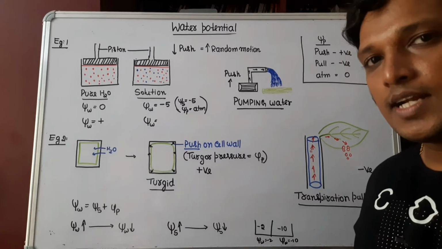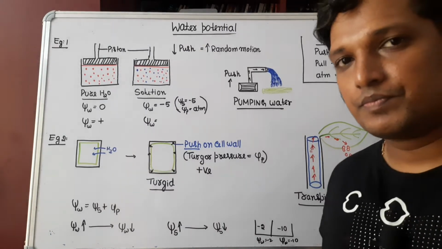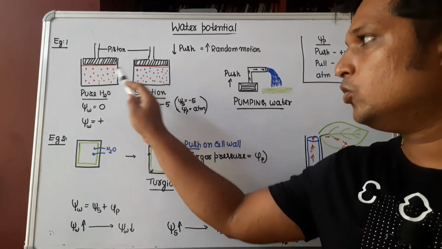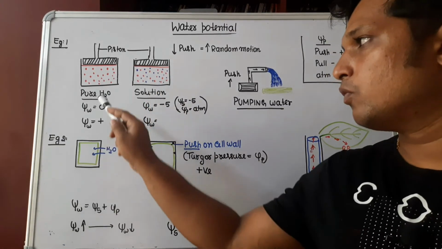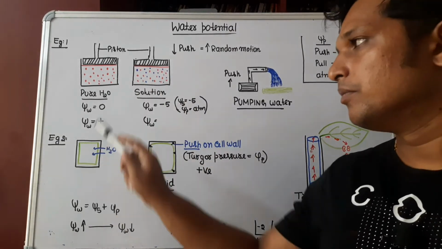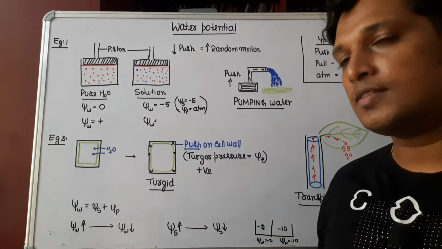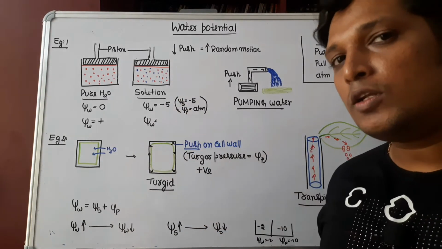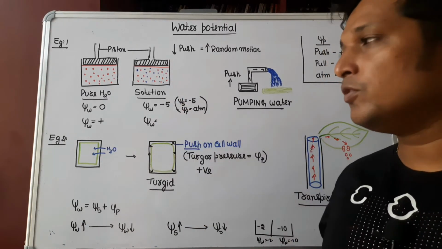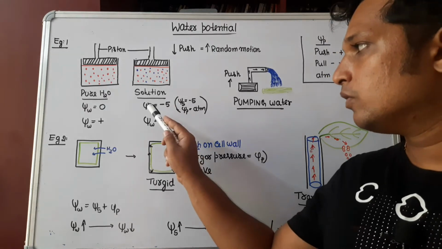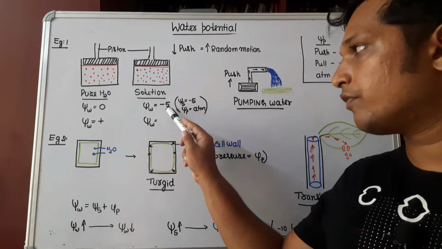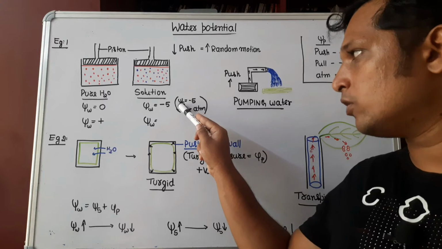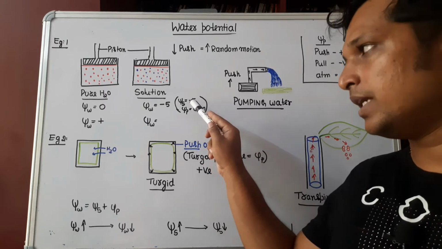Now let us understand pressure potential. Let us take two containers, one containing pure water. Pure water has water potential 0. And another container containing a solution whose water potential is -5. Why -5? The solution contains solute. Solute potential is -5.